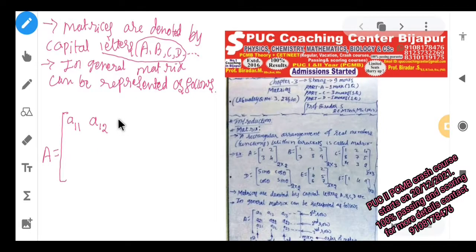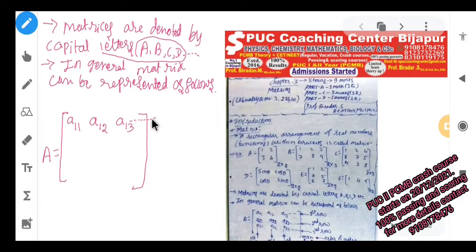Similarly, how are you going to write here? That is A13, which is in the first row itself but in the third column, and so on. It will be continued in the same way. So next, on this side also we shall write the bracket. This is just one row and then 3 columns and so on, as indicated.